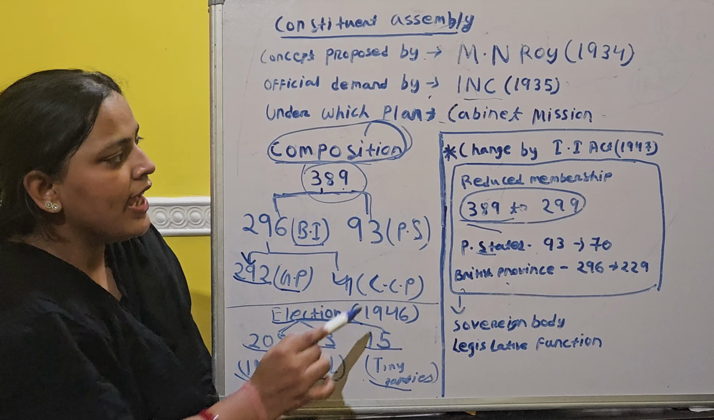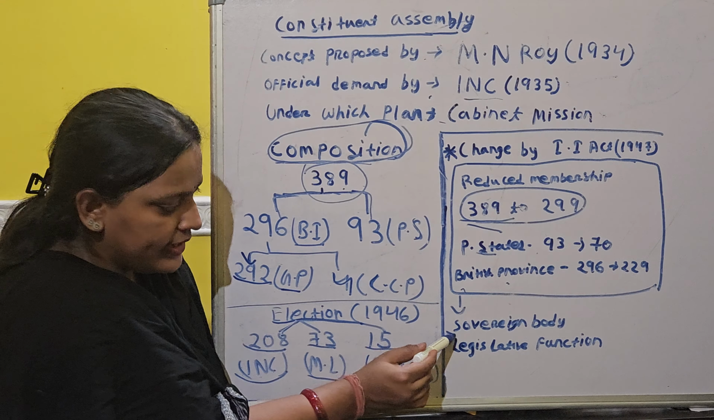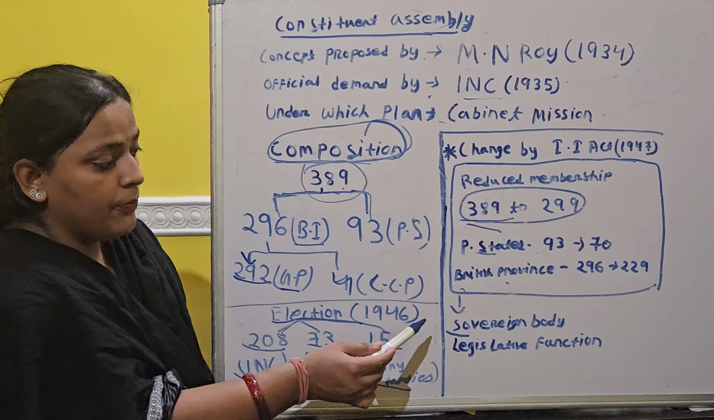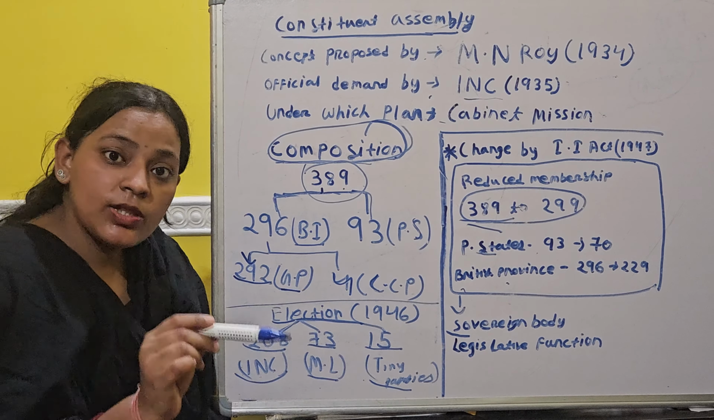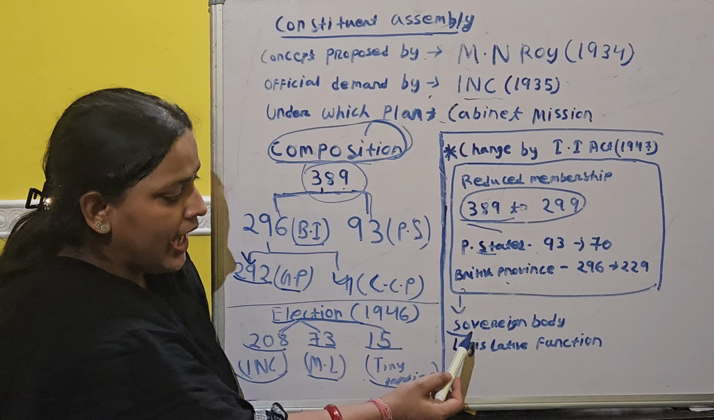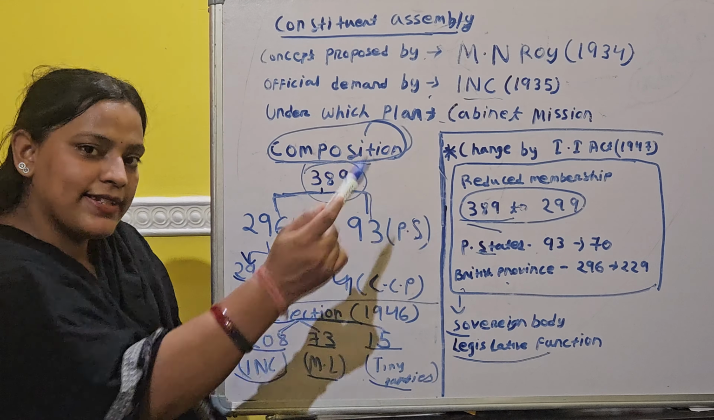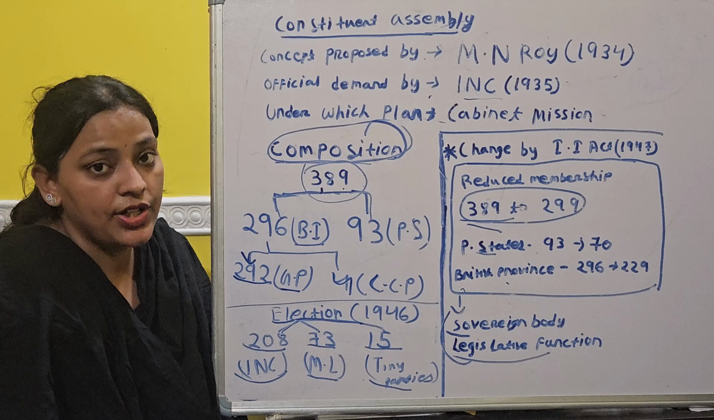Remember these topics. And by this Indian Independence Act, India became a sovereign nation, and the Constituent Assembly became a sovereign body. It was working under British rule, but now it became a sovereign body. And it also performed some legislative functions. These two things are important regarding the Constituent Assembly.